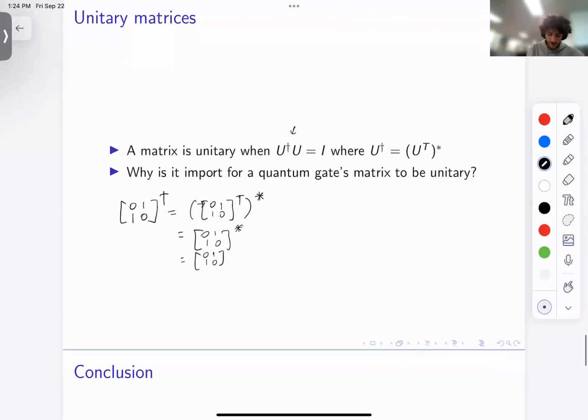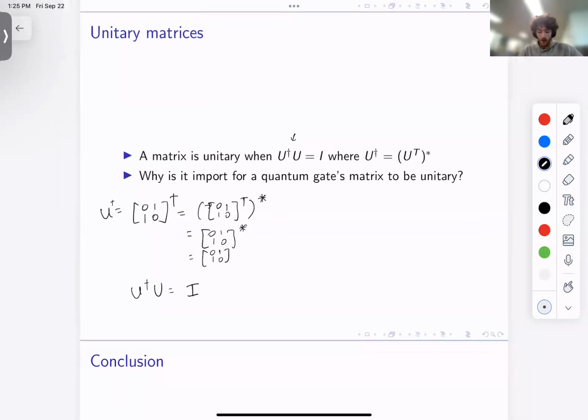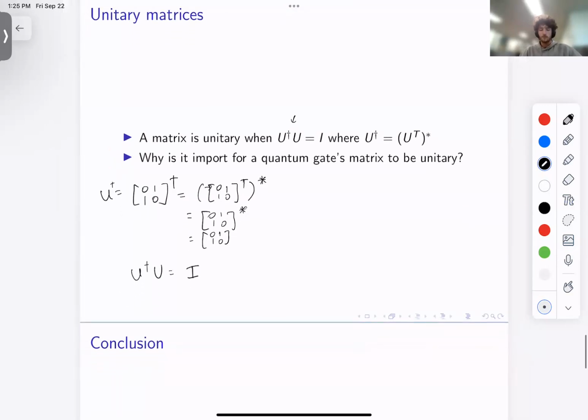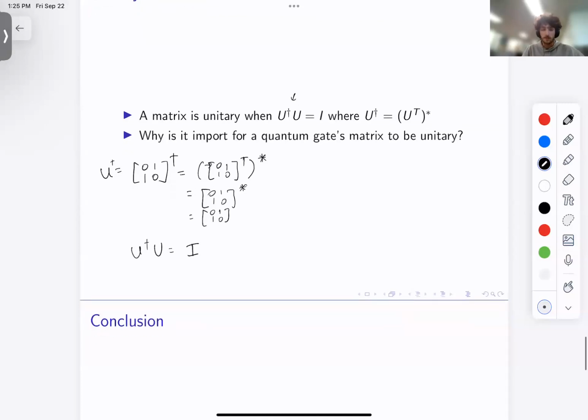And so if this was U right here, you'd see U dagger U, this would work out to be the identity matrix and therefore is unitary. And the reason that we want all of our quantum gate matrices to be unitary is because it preserves the length of the qubit.